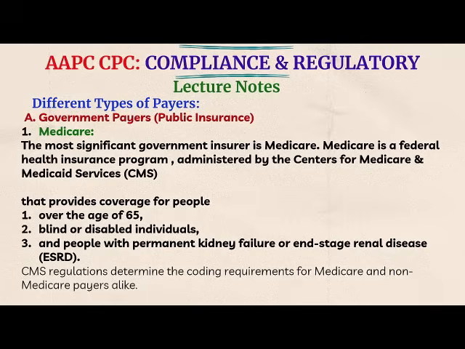Those are public insurance. The first and common one is Medicare. The most significant government insurer is Medicare. Medicare is a federal health insurance program administered by the Centers for Medicare and Medicaid Services, that is called CMS, that provides coverage for people over the age of 65, blind or disabled individuals, and people with permanent kidney failure or end-stage renal failure. CMS regulations determine the coding requirements for Medicare and non-Medicare payers alike.